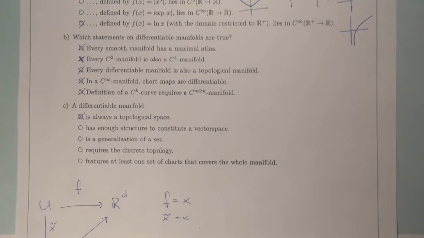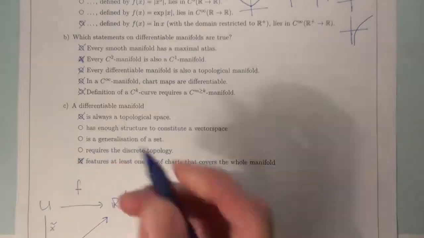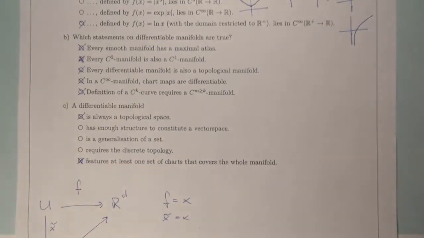A differentiable manifold features at least one set of charts that covers the whole manifold. And that's true, because that's the idea of an atlas. Every atlas has to cover the whole manifold. So C, the last one of C, is true. And we move to the next exercise.